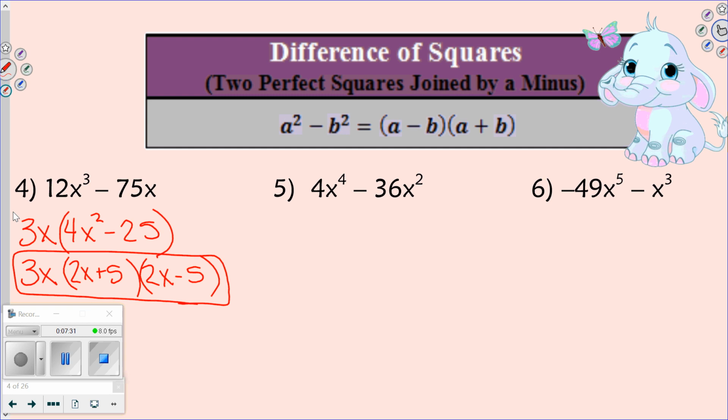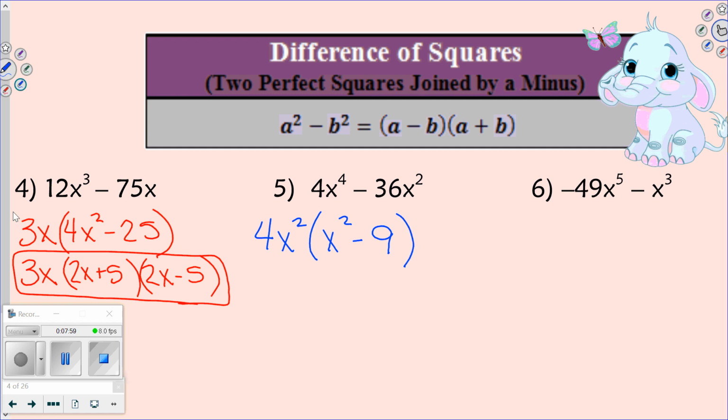Okay, number 5, GCF. Four x squared, good. You guys can talk to me. Some of you are holding up fingers, but so quietly. You can talk to me, it's okay. All right, so take out a 4x squared. And we're left with x squared minus 9.